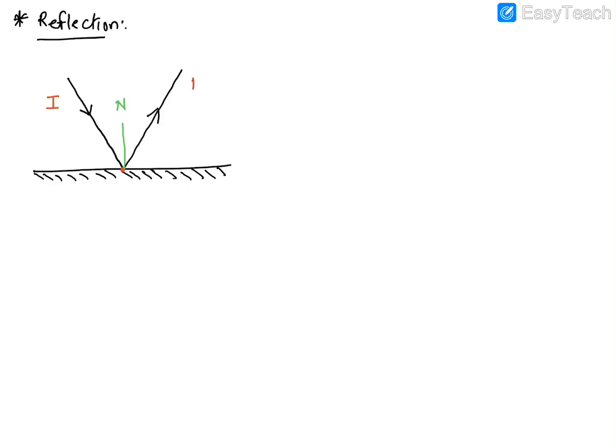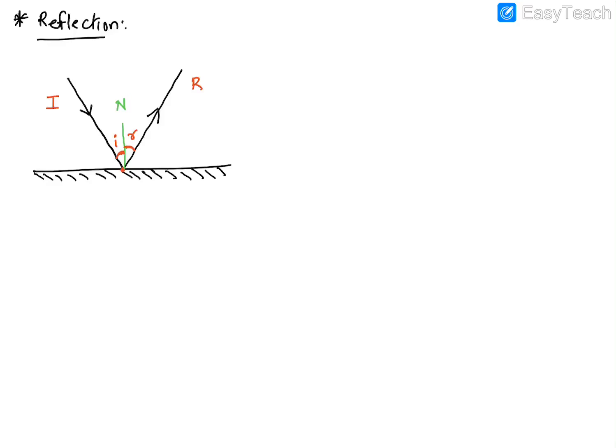Now the angle which is formed between the incident ray and the normal, that is called as what? Angle of incidence. Now this angle is same way called as what? Angle of reflection. So they can ask you all these terms. What do you mean by incident ray or reflected ray? What do you mean by normal? Angle of incidence, angle of reflection.